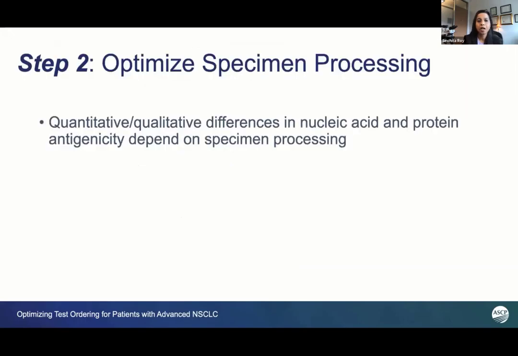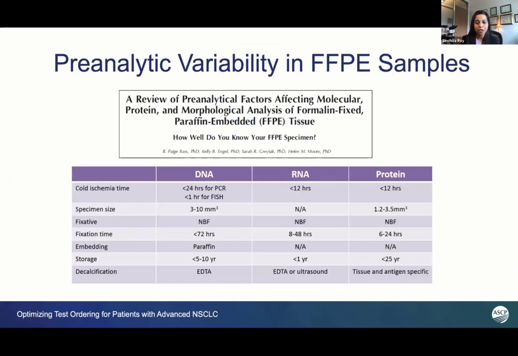All right, so moving on, step two is now you've collected the specimen, which is hopefully adequate. You want to optimize the processing part because how you process that specimen actually has quantitative and qualitative differences in the kind of nucleic acid and protein you get out of that specimen. So we often think of all formalin-fixed tissue as being equal, but not all FFPE samples are the same. And this review article actually highlights how some of these different factors can actually affect your FFPE tissue.